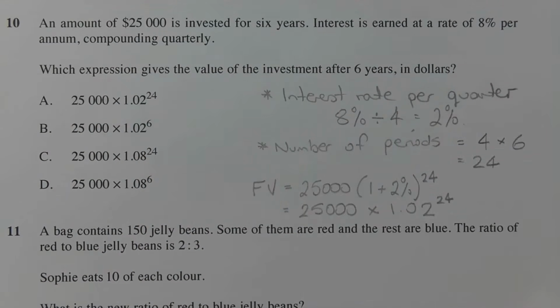So the length of one period is 1 quarter or 3 months of a year, and there are 4 quarters in 1 year. So the interest rate per quarter is found by 8% per annum divided by 4 quarters per year, which gives us 2% per quarter. The next thing we need to work out is the total number of compounding periods. There are 4 quarters in 1 year, and the amount of $25,000 is invested for a total of 6 years. So the total number of compounding periods is 4 times 6, which is equal to 24.